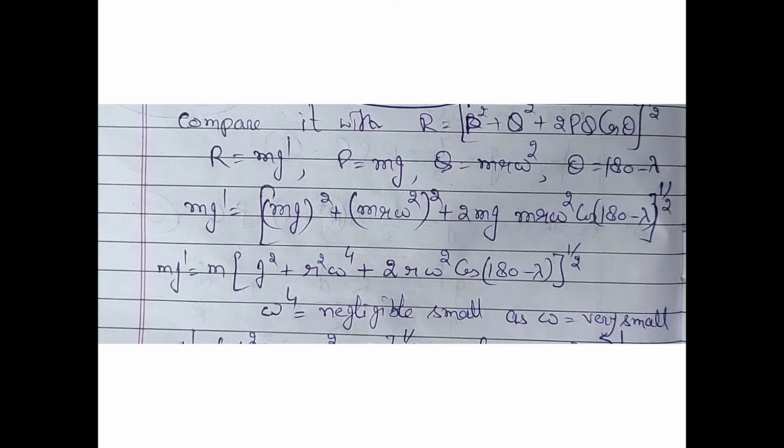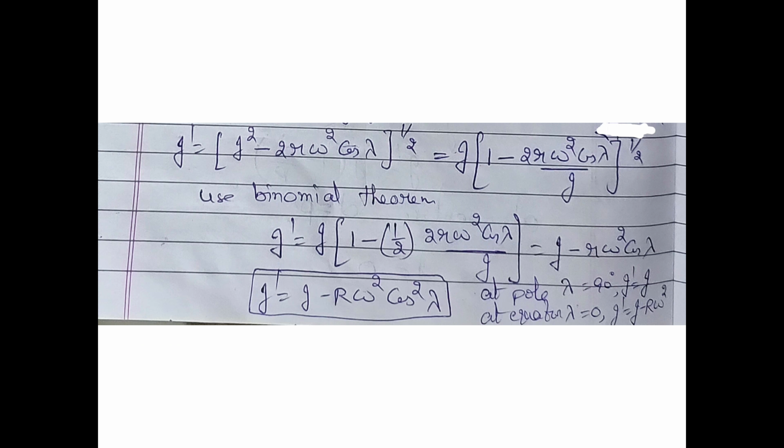You will get the relation like this: g dash is equal to (g square minus 2 R omega square cos square lambda) to the power 1 by 2. Take g common and use the binomial theorem. You will get g dash is equal to g minus r omega square. Put the value of small r, that is equal to capital R cos lambda. So this will be equal to g dash is equal to g minus R omega square cos square lambda.